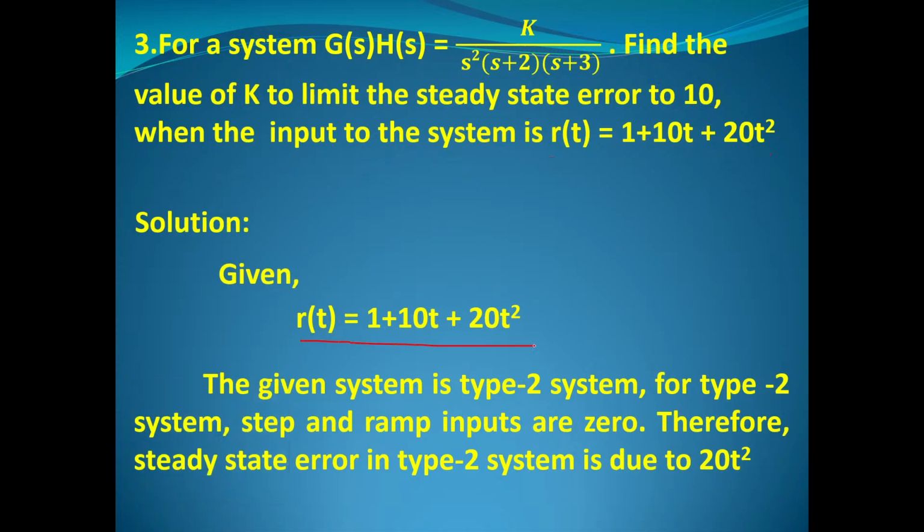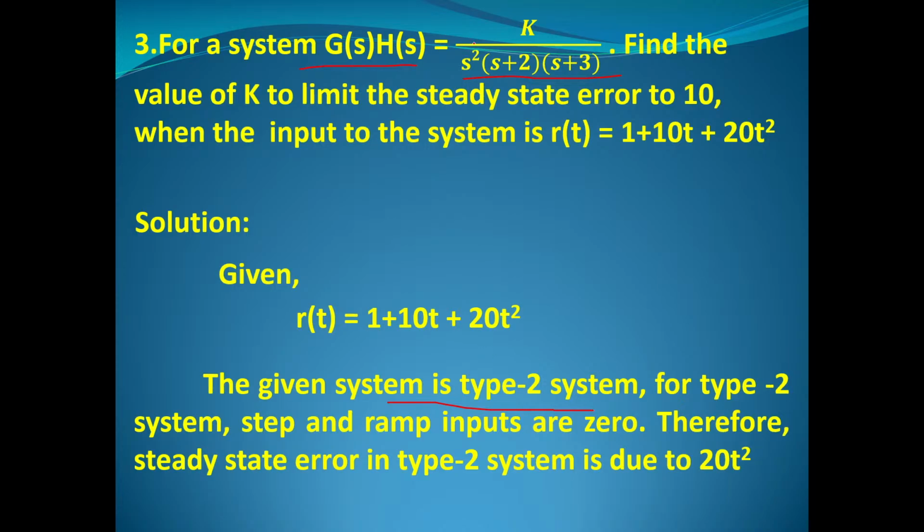Now what is our input? R of t is equal to 1 plus 10t plus 20t square. If you observe this loop transfer function, what is the type number of the system? Is it type 0, type 1 or type 2? Can anyone mention in the chat box? It is clearly written. Yes, it is a type 2 system.